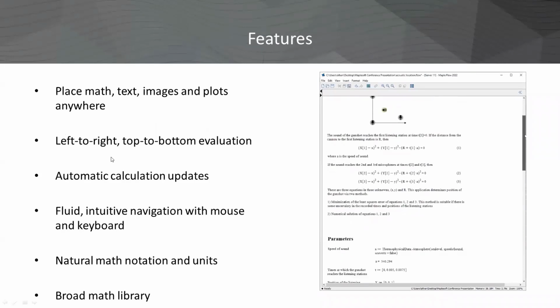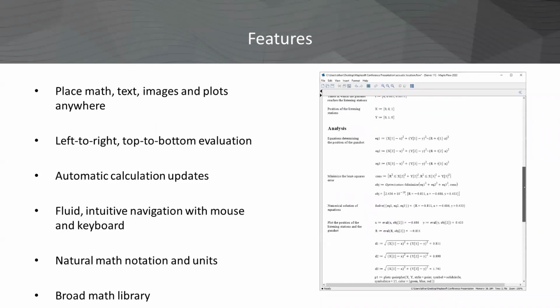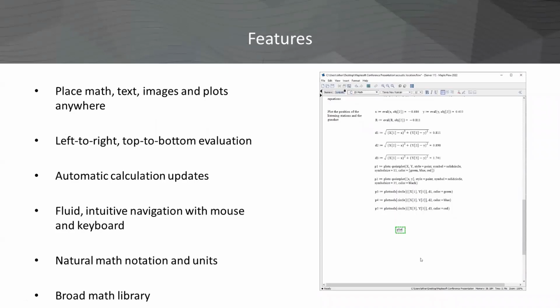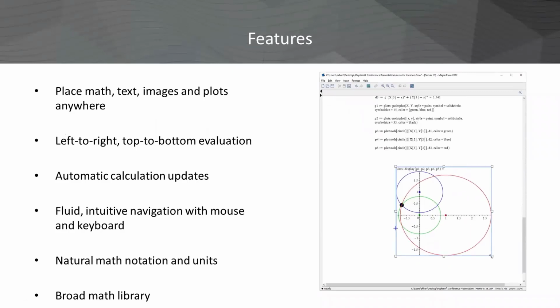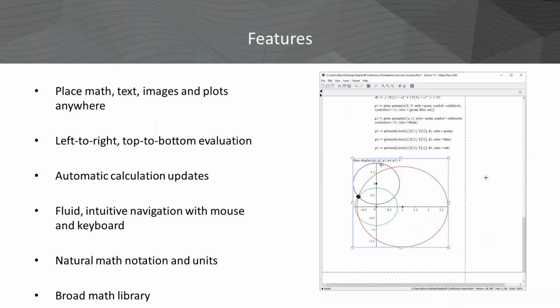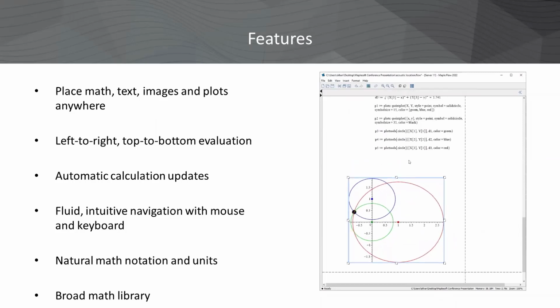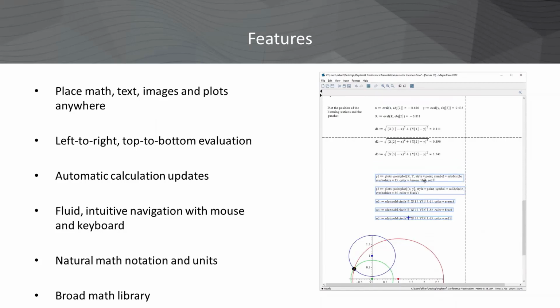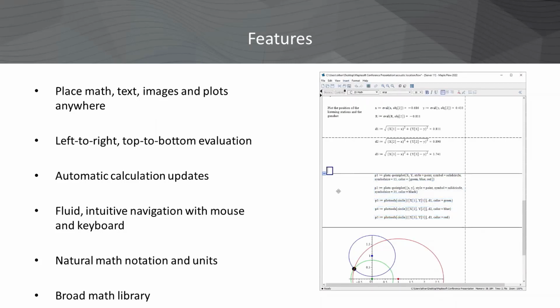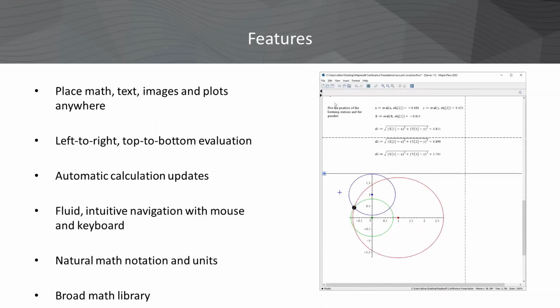So these are some of the supporting features in MapleFlow. You can place math text, images, and plots anywhere on a canvas. The canvas is what we call the MapleFlow environment. Any math evaluates from left to right, top to bottom. All math is always up to date. If you change a parameter, that change cascades down the length of your MapleFlow canvas, and all the dependencies, plots, results update to reflect the new parameter values.